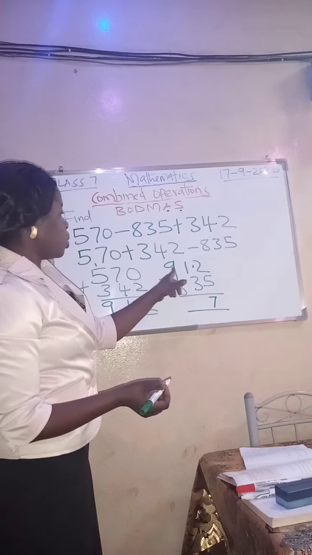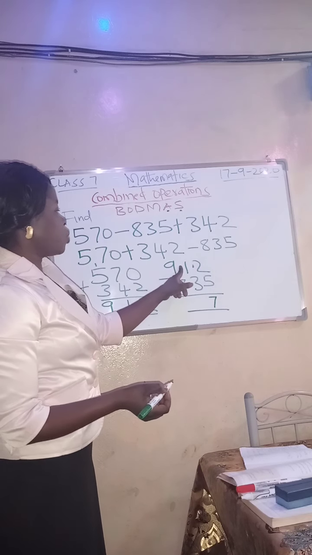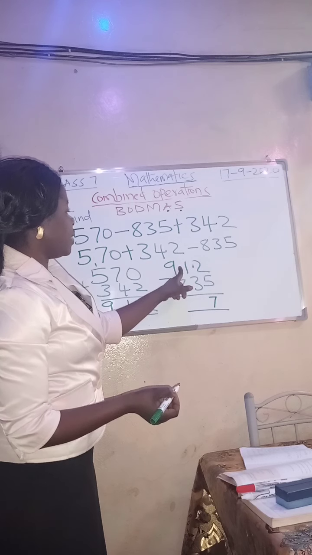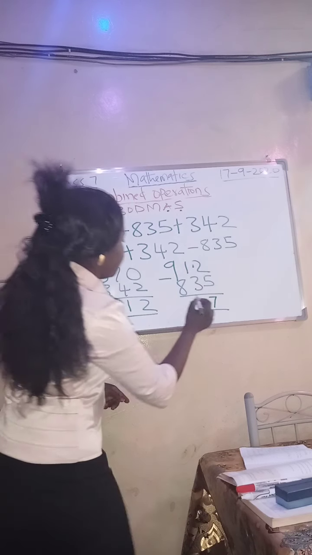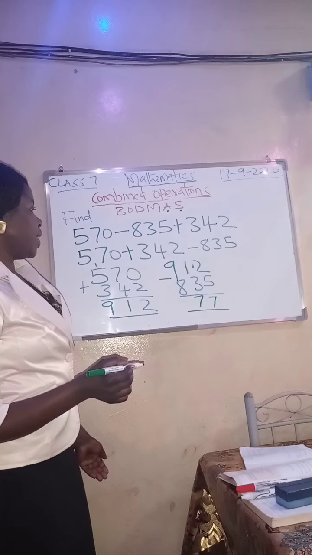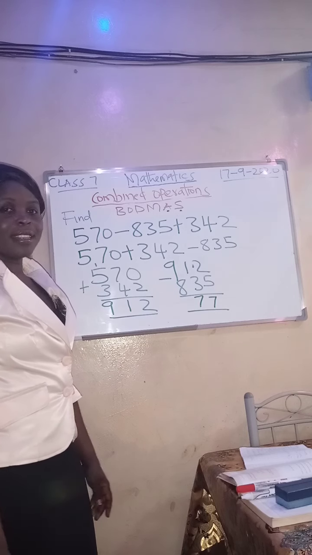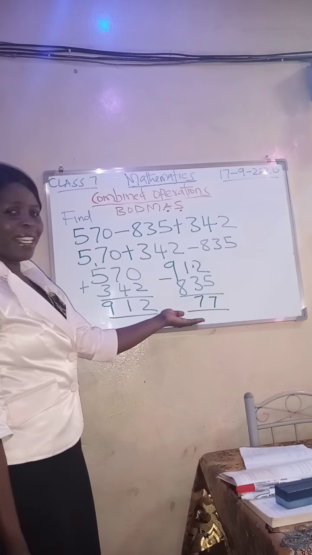We have a 0, so we'll be forced to go to our next neighbor who has got 9. We take 1, it will be a 10. 10 take away 3, we have a 7. And now here we don't have anything because we have 8. 8, if you take away 8, we will have a 0. So this is our answer, okay?